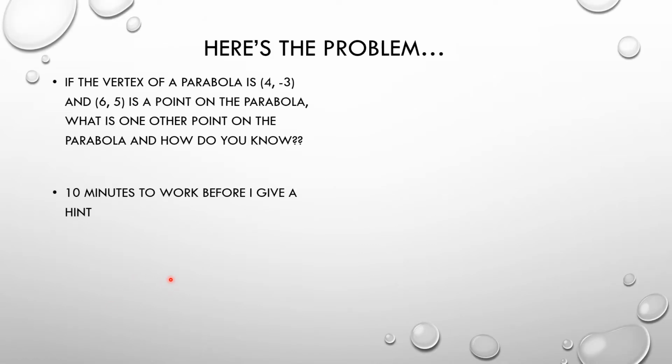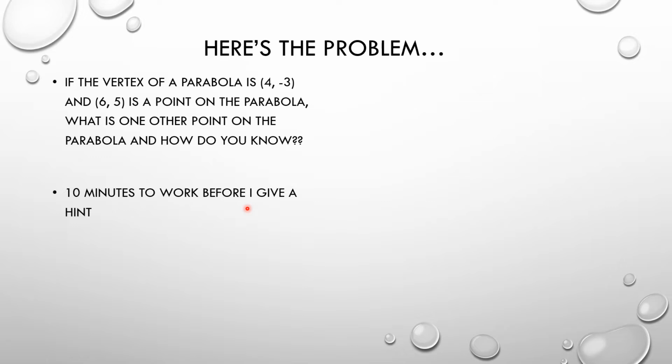So here's the problem, okay? And I'm going to pose a problem to you, and I want you to stop and really think this through. I don't want you to just keep watching the video because I'm actually not going to give you the answer to this. This you need to figure out on your own, and you can do it. If the vertex of a parabola is (4, -3), and (6, 5) is a point on the parabola, what is one other point on the parabola, and how do you know?